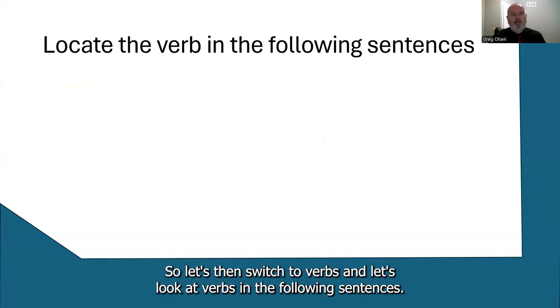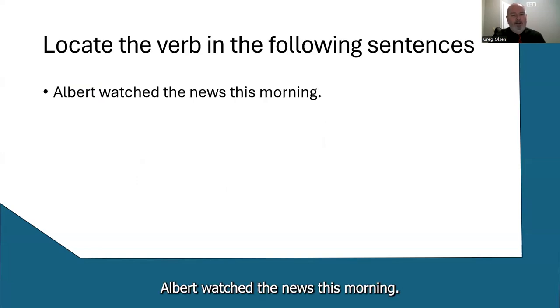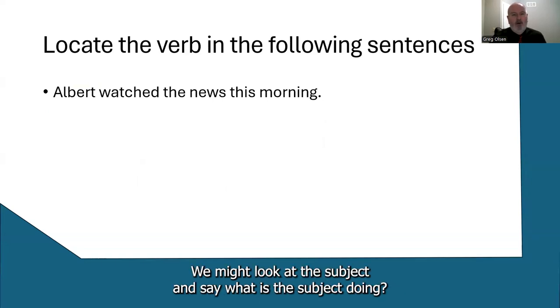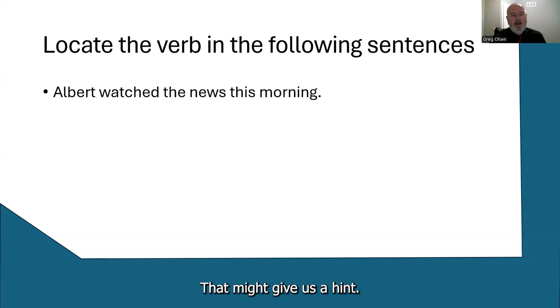Okay, so let's then switch to verbs and let's look at verbs in the following sentences. Albert watched the news this morning. So again, we might start with the verb. We might look at the subject and say, what is the subject doing? That might give us a hint.